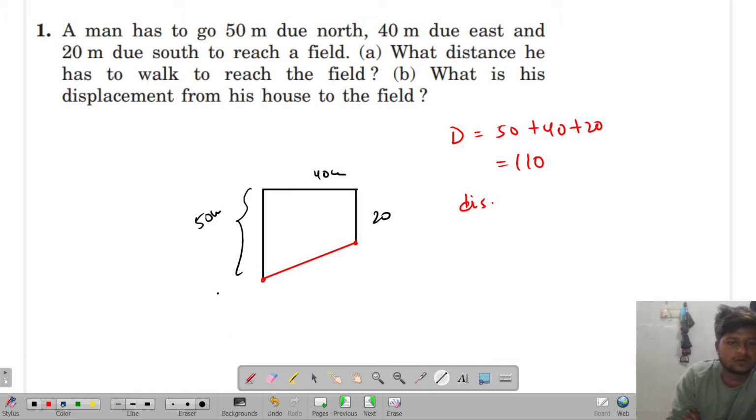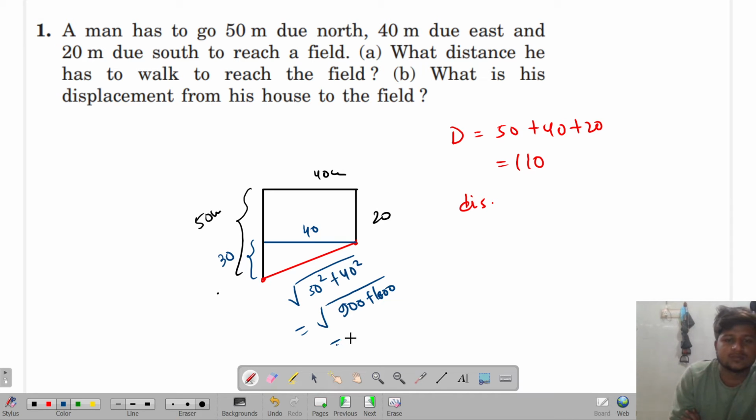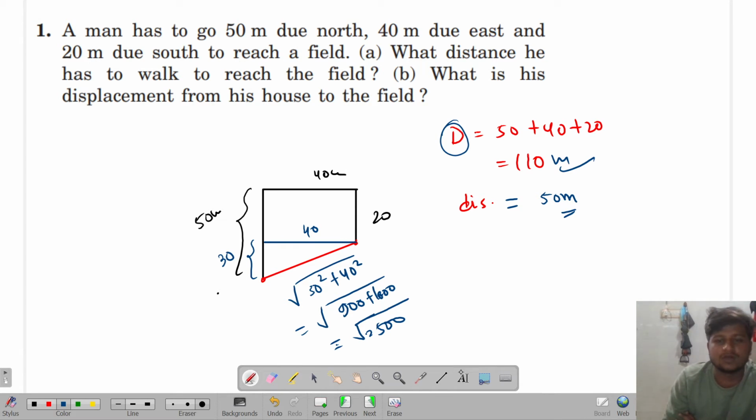Okay, I'll just try to draw one perpendicular over here. So I'll draw this perpendicular. This length is going to be how much? 30. This is 40. Root over 30 square plus 40 square. That is root over 900 plus 1600. That is how much? Root over 2500. Displacement is going to be how much? 50 meters. Yes or no? So distance is how much? 110 meters. Displacement is how much? 50 meters. Very easy. I'm moving to the next question.